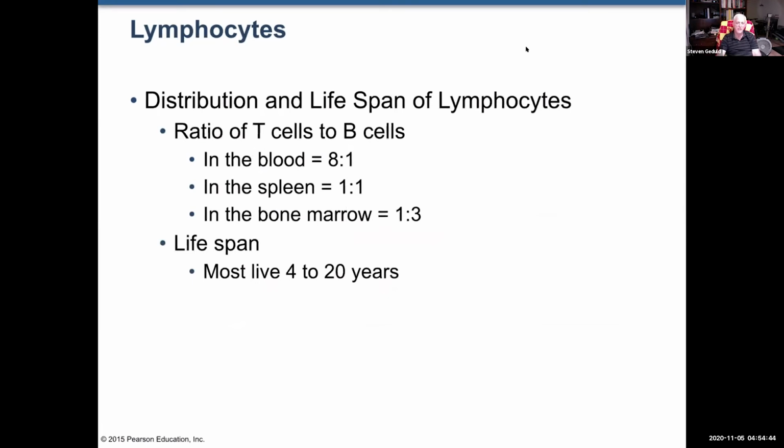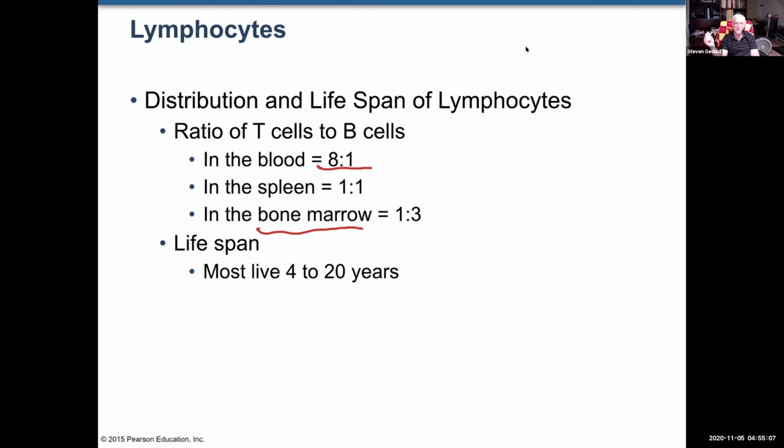In the blood, the ratio of T cells to B cells is 8:1. So there are 8 times the T cells as B cells. In the spleen, it's 1:1. In the bone marrow, it's 1:3. There are more B cells in the bone marrow because that's where the B cells are maturing. The T cells have left. They went to the thymus so they can mature there and become immunocompetent.